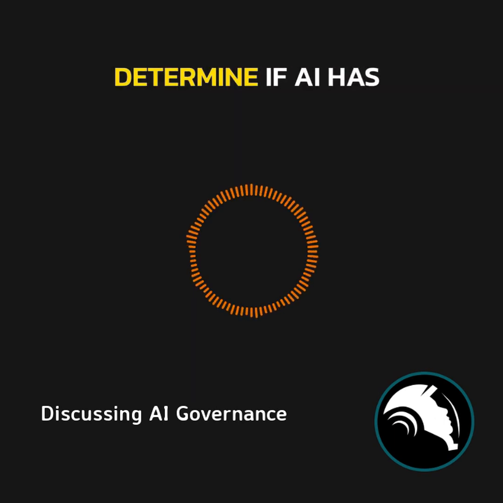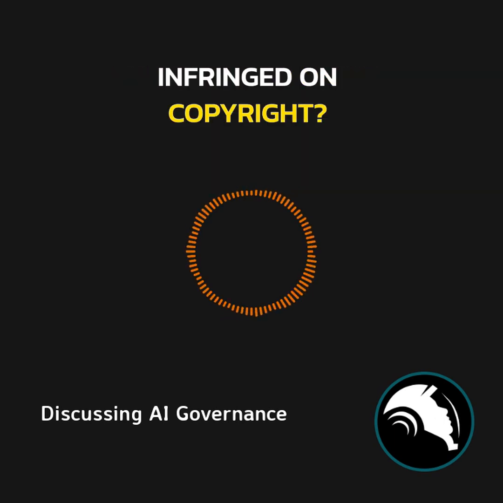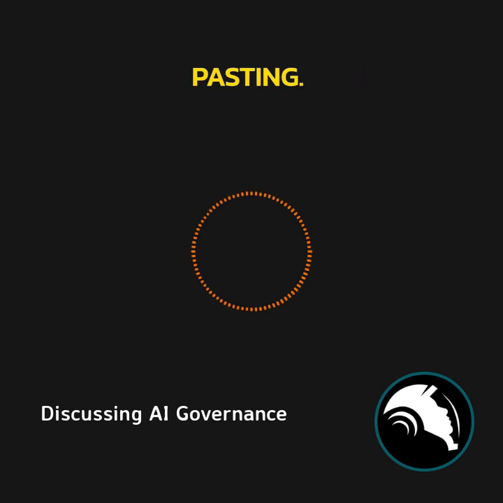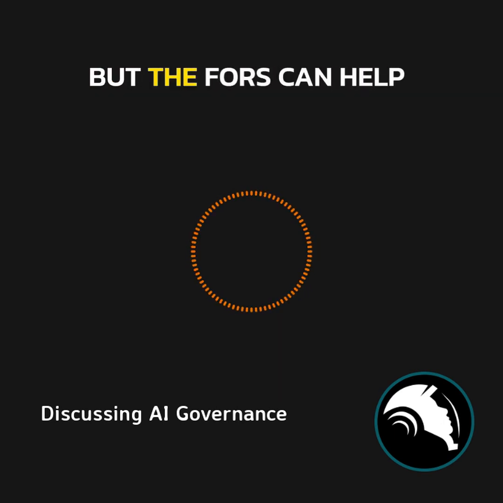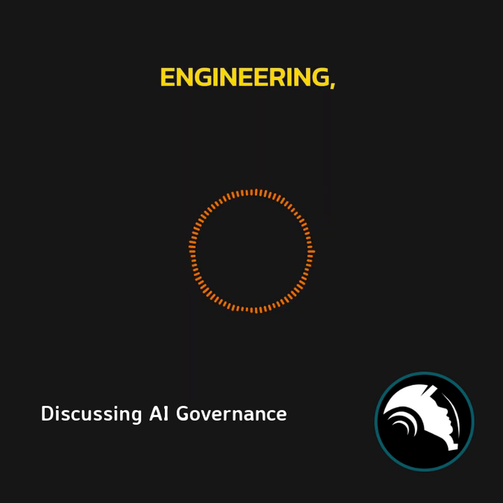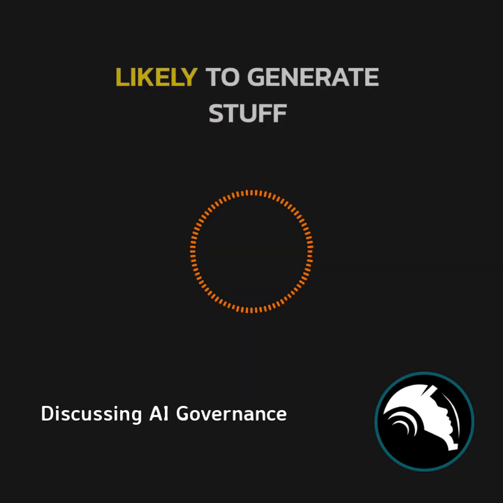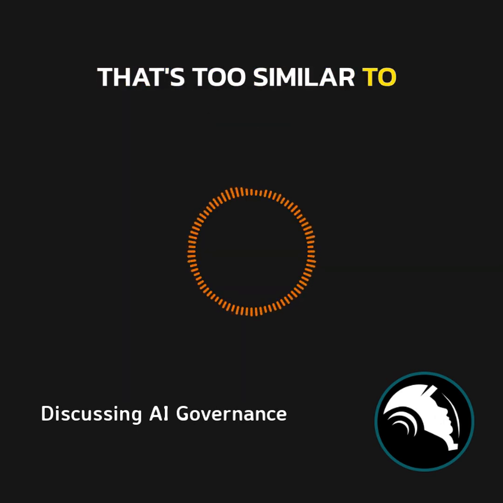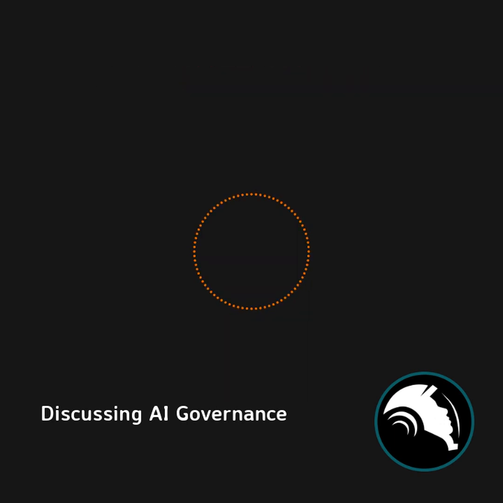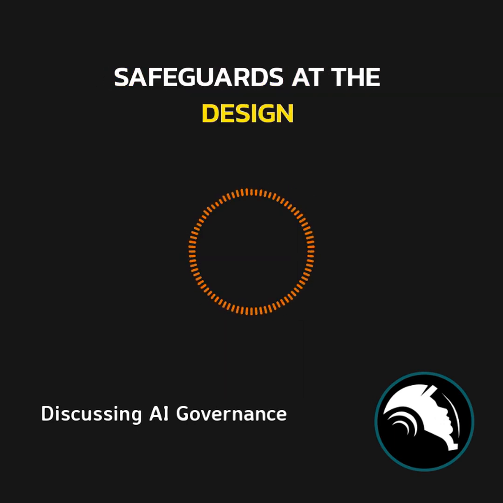How do you even determine if AI has infringed on copyright? It's not like it's directly copying and pasting. Right, it's much more subtle. But the four Es can help here too. Engineering, for example, could focus on designing AI models that are less likely to generate stuff that's too similar to existing copyrighted material. Okay, so building in those safeguards at the design level.